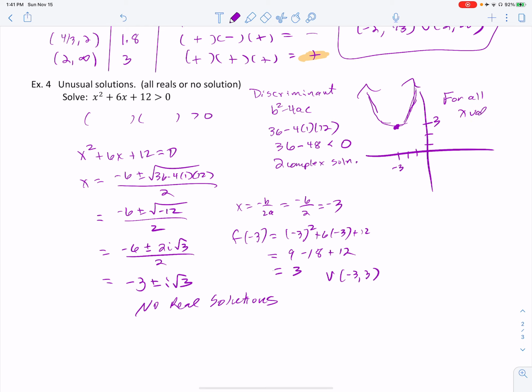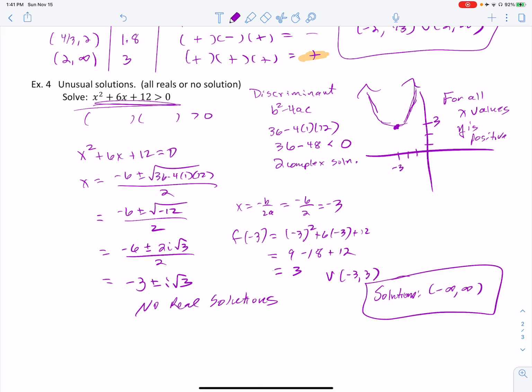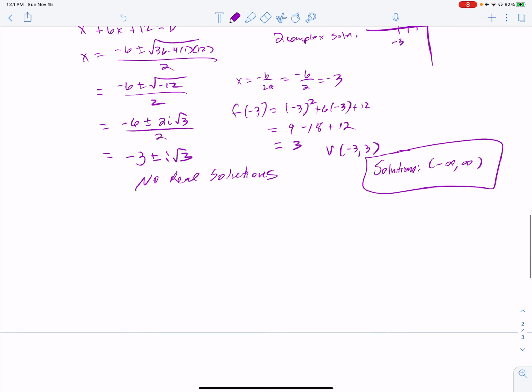So this is for all x. So for all x values, y is positive for all x values, no matter what you put in. And since I'm solving for where is this greater than 0, my answer, my solution set, is negative infinity to infinity. It is all reals. You need to come out and state that. Any x value you put in there, it's going to come out positive.